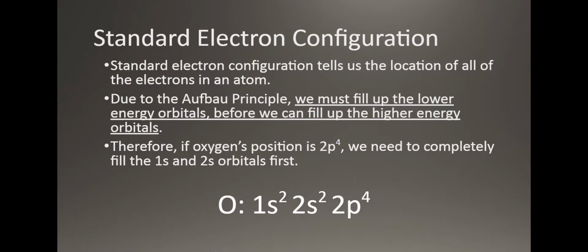Because oxygen's position is 2p4, we need to completely fill the orbitals that come before it, which happen to be the 1s in that first period, and then the 2s, which is in the same period but to the left. Whenever you're figuring out which order to go in, remember to work top, left to right, and then move down to the next row, left to right, always working your way down, just like you read a page.